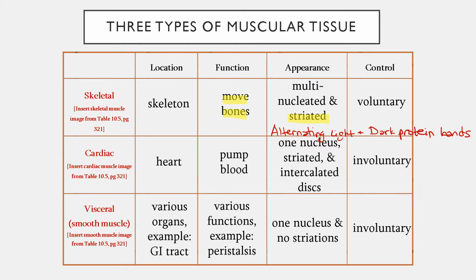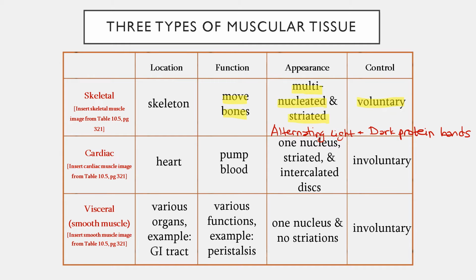Skeletal muscle is also multinucleated, so there's multiple nuclei per muscle cell. And skeletal muscle works mainly in a voluntary manner, controlled by your somatic system or your voluntary system, which means that you consciously make the choice to contract and move your skeletal muscles.